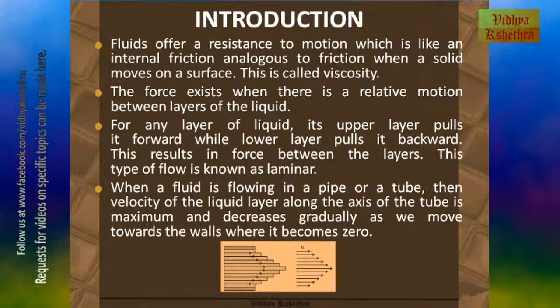When a fluid is flowing in a pipe or a tube, then the velocity of the liquid layer along the axis of the tube is maximum and decreases gradually as we move towards the wall, where it becomes zero. It is shown in this figure. The maximum velocity of the fluid is through the center of the pipe.